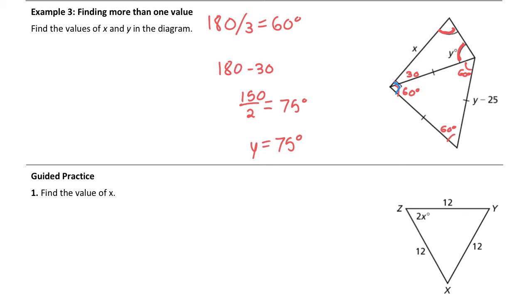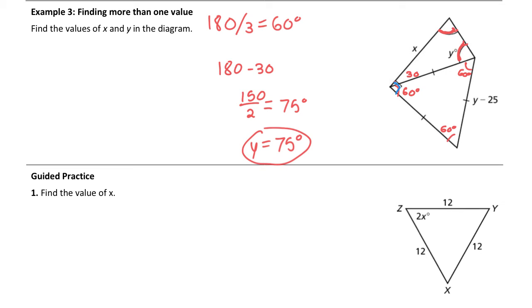The thing we have to remember is that in an equilateral triangle, all three angles are always 60 degrees. I use that knowledge to find this angle being 30, and use my knowledge of isosceles triangles to subtract 30 from 180 and divide it by 2. So I know y is 75.